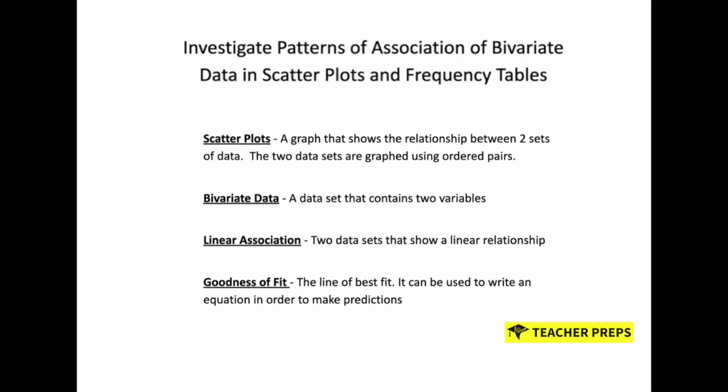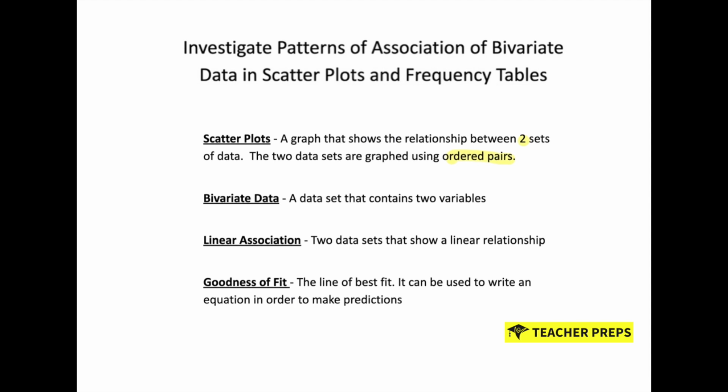In this video, we're going to investigate patterns of association of bivariate data in scatter plots and frequency tables. First, let's talk about what a scatter plot is. A scatter plot is a graph that shows the relationship between two sets of data. The two sets of data are graphed using ordered pairs.